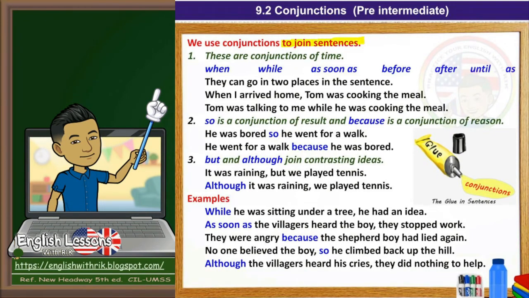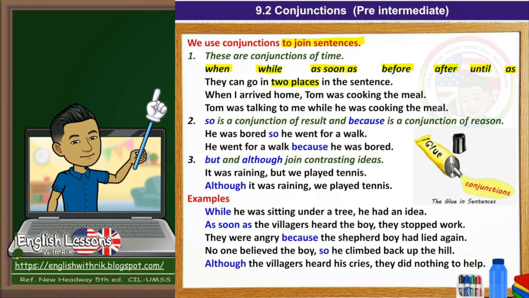Conjunctions. We use conjunctions to join sentences. These are conjunctions of time: when, while, as soon as, before, after, until, as. They can go in two places in the sentence.